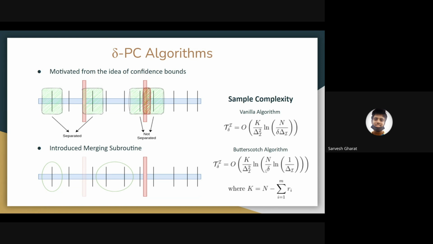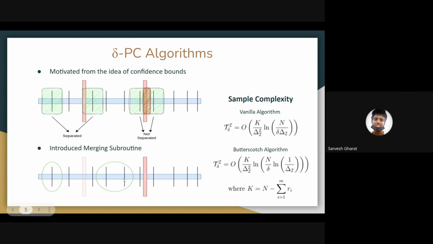Here you can see that the complexity has ln of ln 1 by delta i. On the other hand, here you just have ln 1 by delta i. So there's an improvement of a logarithmic factor if you use the butterscotch algorithm over the vanilla algorithm. However, empirically there are some limitations in the butterscotch algorithm, because you pull all the arms a specific number of times. That we will see in a further slide.